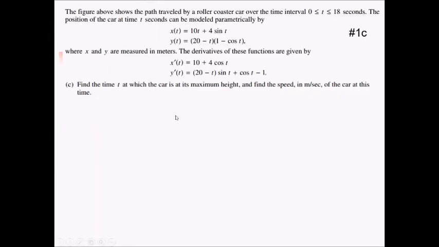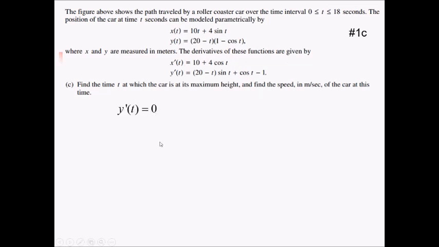For this next one, we want to find the time at which the car is at its maximum height, and then find the speed in meters per second of the car at this time. Well, if I want max height, I need to know where the up-down derivative, the y prime, equals 0. I need to know those critical values. I'm also going to need to test the endpoints of this interval, 0 and 18, at least if there's multiple critical values in here. So we have y prime of t equals 0.